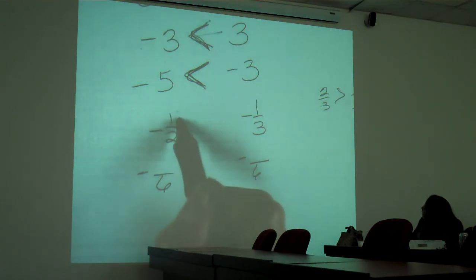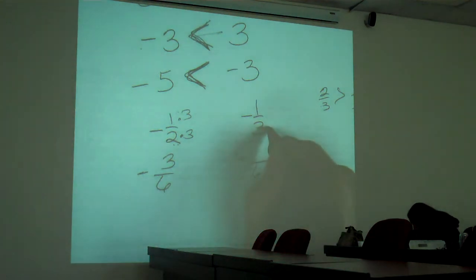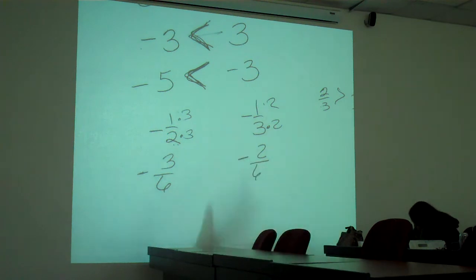If you multiply the bottom by 3, multiply the top times 3. Okay, how about this one? 3 times 2. So now we have negative 3/6 and a negative 2/6.